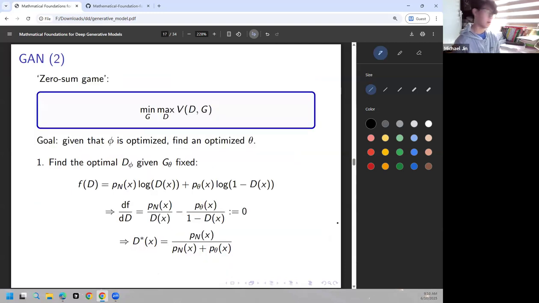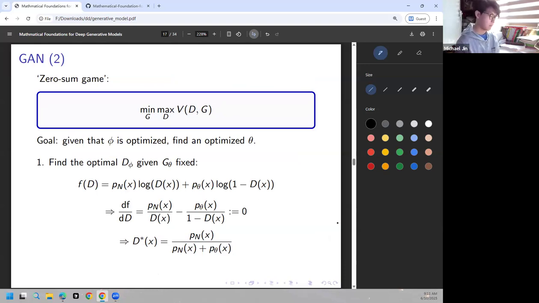This gives us the zero-sum game, where the discriminator D wants to maximize the value function, whereas the generator G wants to minimize the value function. So our goal here is to find out, given that the discriminator is very good at distinguishing, how we can find the optimized generator that can make its fake output more similar to the real one.